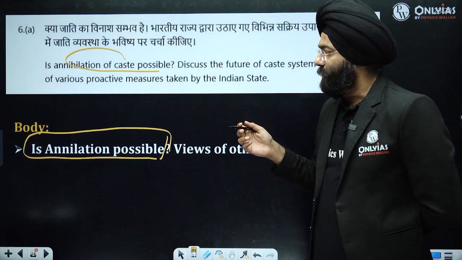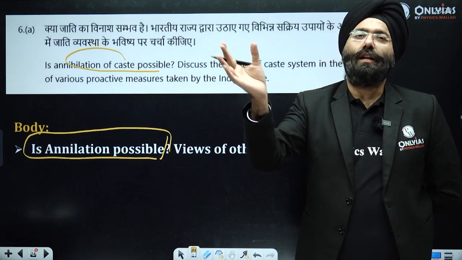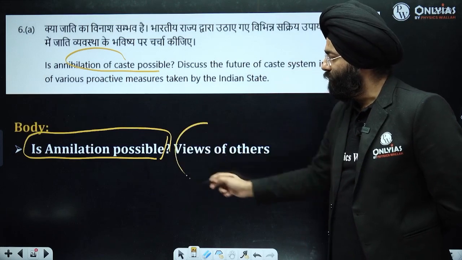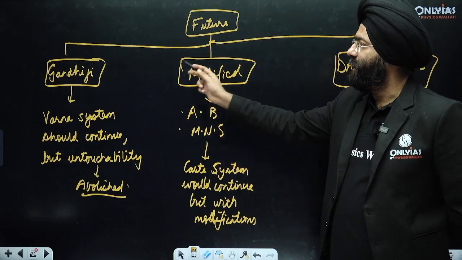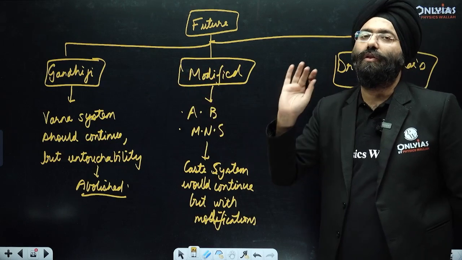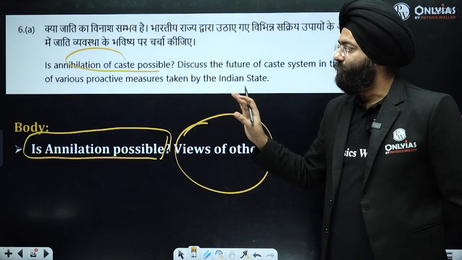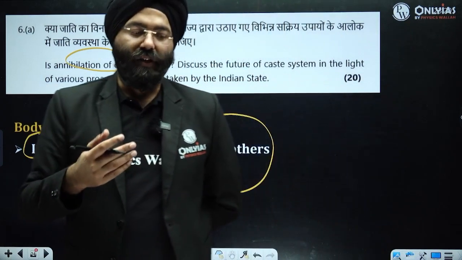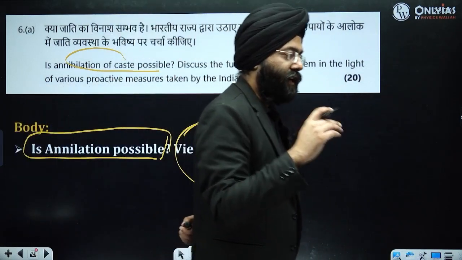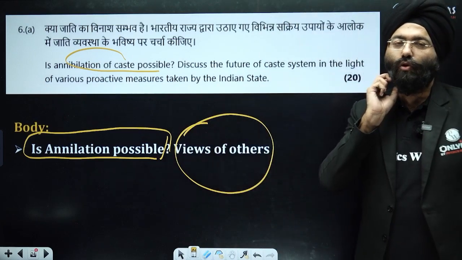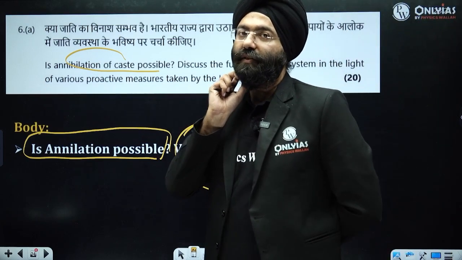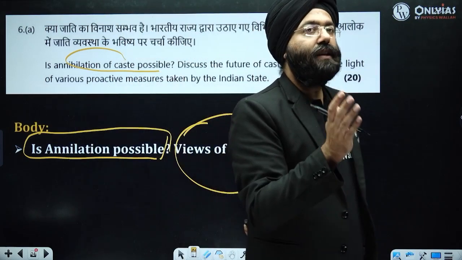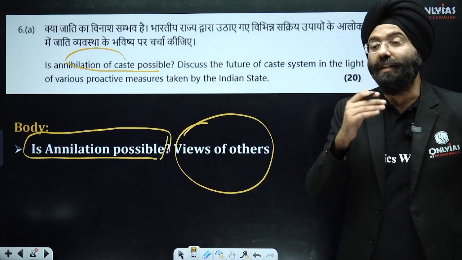You cannot simply say yes, we need to annihilate, or no, it is not possible. What we need to do is mention the views of others: Gandhiji, Ambedkar, M. N. Srinivas and others. We had to say, yes, there have been discrimination issues, but the caste system forms a very core part of the social fabric of the country. That is why Gandhiji said that the Varna system should continue, but untouchability should be abolished. Similarly, M. N. Srinivas's views and Ambedkar's views have to be mentioned.